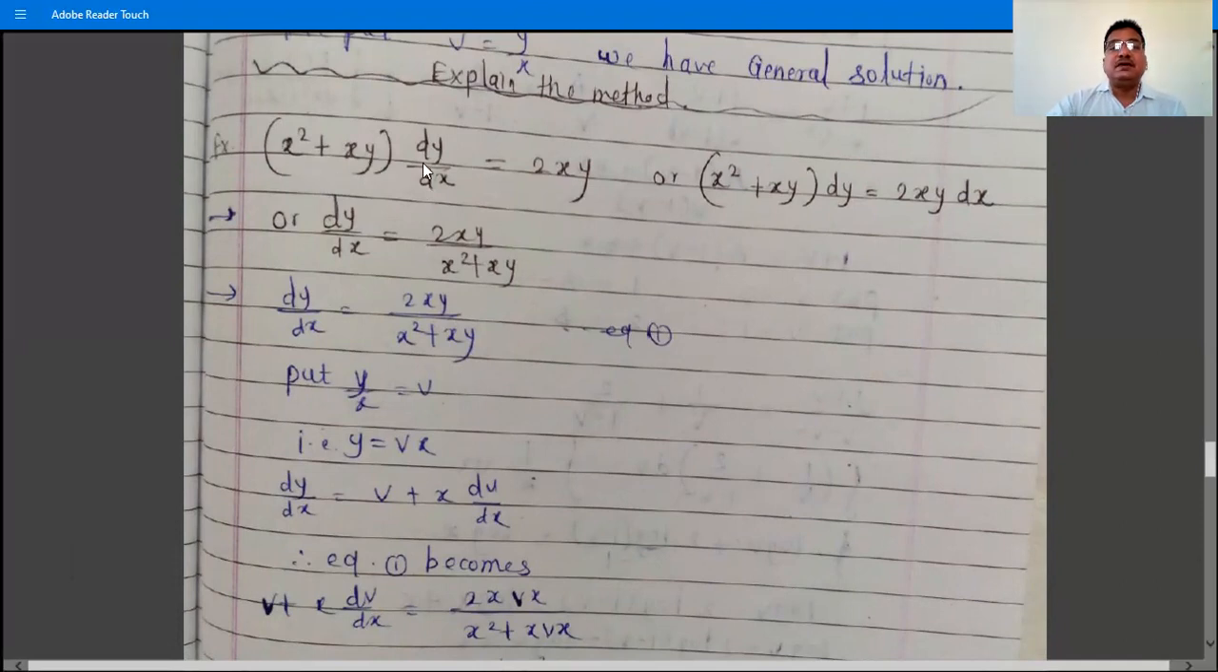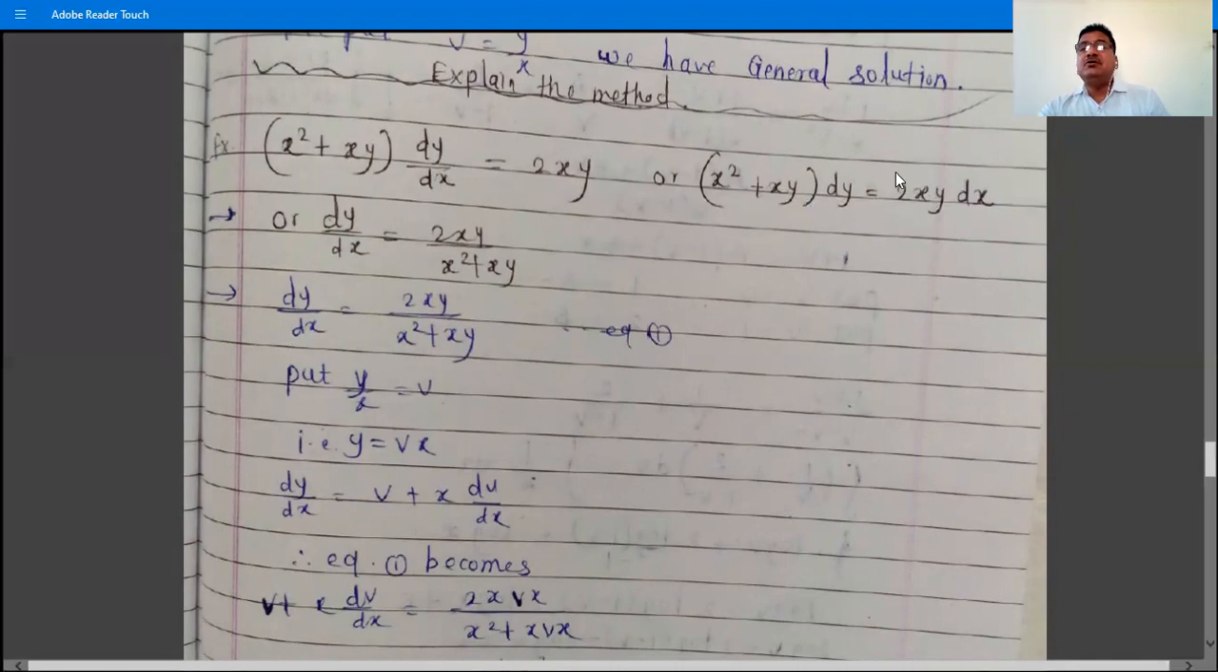x square plus xy dy by dx is equal to 2xy, or we can write this as x square plus xy dy is equal to, shift this dx to RHS, 2xy dx, or we can write it in the form m dx plus n dy as 2xy dx minus x square plus xy dy is equal to 0. That is, it is in the form m dx plus n dy.